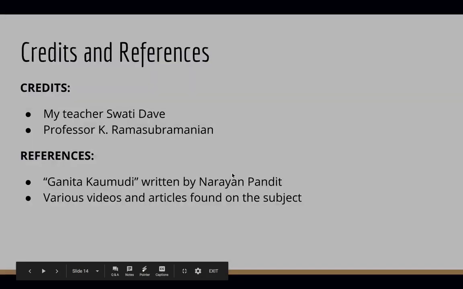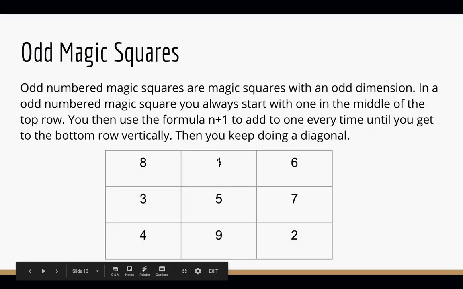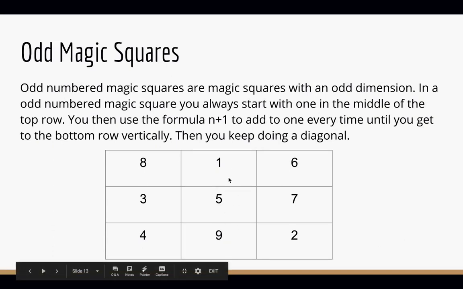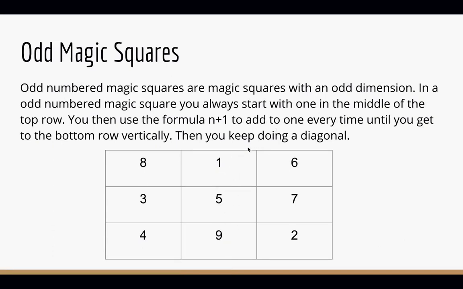So we have 1 here. You start with 1 in the top row, middle, because it's 3 by 3, and then you plug in 3 because it's a 3 by 3 dimension. So 3 plus 1 is 4. So you add 4 to 1, which is 5, then add 4 to 5, which is 9, and then do the diagonal to the top right.